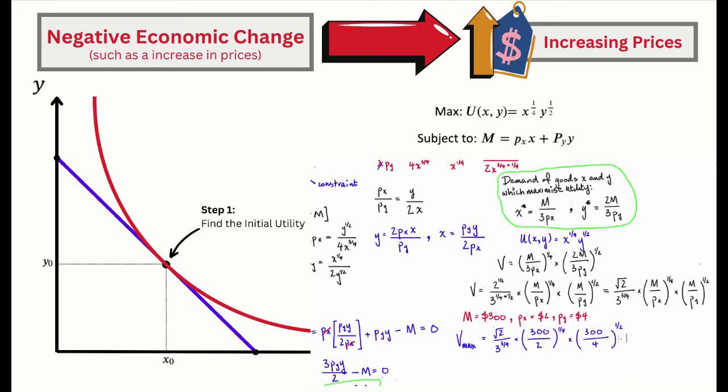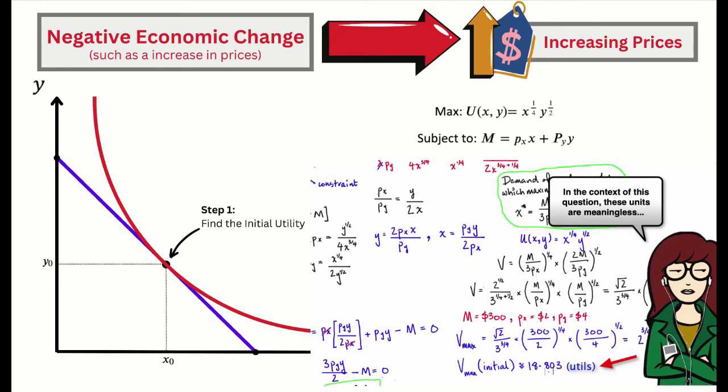Now, if we simplify this, guys, we can come out with a value that looks like this. We're going to have 2 to the power of 3/4 times 5√5, or approximately our Vmax. Now let's just write in brackets here, this is our initial, before the price rise, is going to be equal to approximately 18.803.